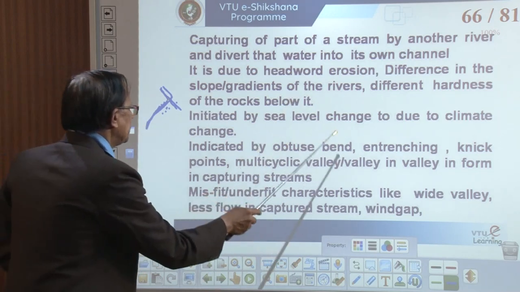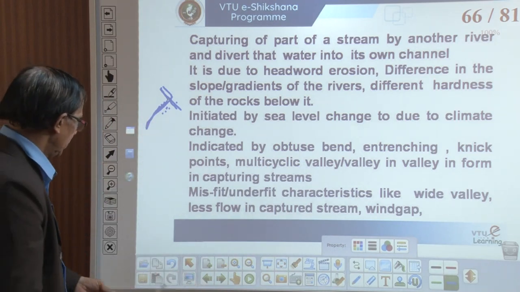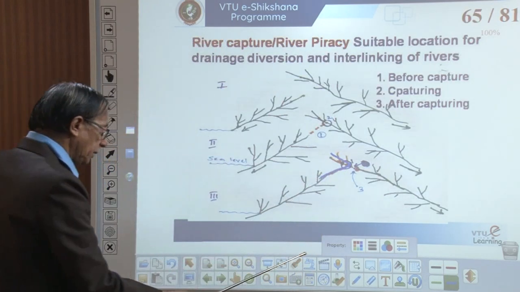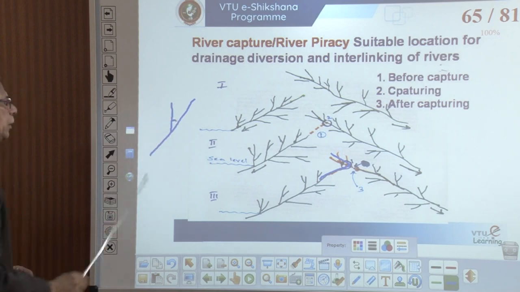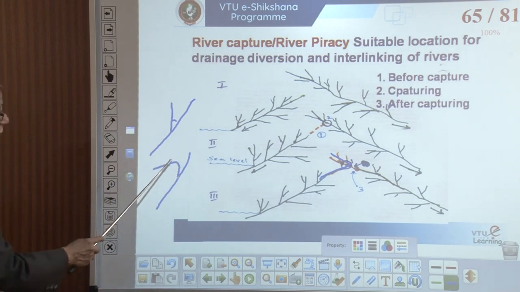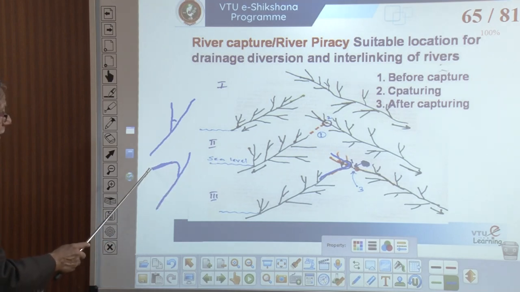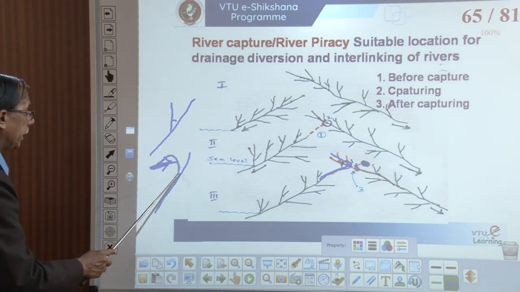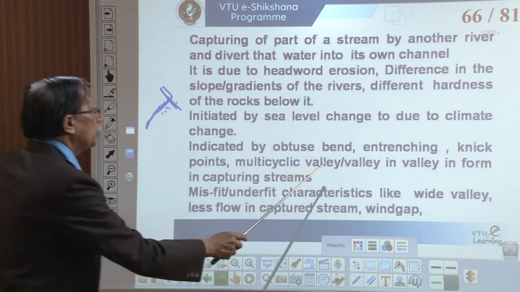This is initiated by sea level change. Yes, these are all true, this is a process. But how do we say it? If this is the obtuse river bend: generally, if this is a river flowing and this is a tributary, they join at an acute angle. But if a river flows like this, this is not acute, it is obtuse. They initially flow against the main direction of river flow, take a sudden bend, an obtuse bend, and join. That is, the river has an obtuse bend.